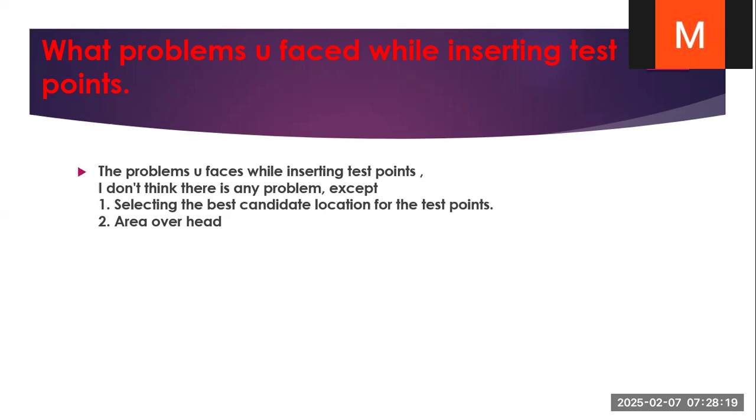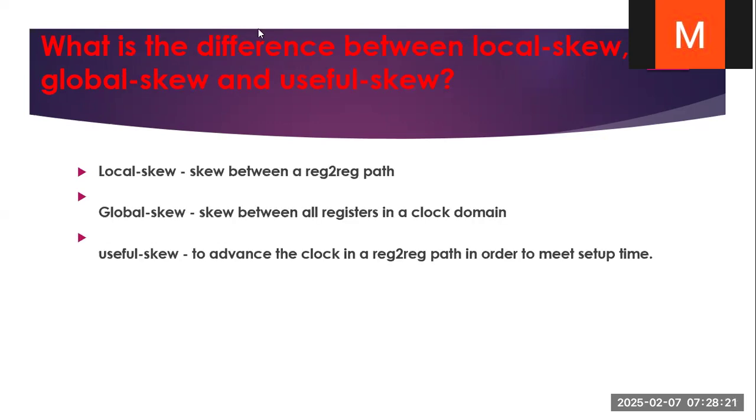Next question is, what is the difference between clock skew, local skew, global skew, and useful skew? Local skew is the skew between register to register paths, one register to another register. And global skew is the skew between all the registers in the clock domain. Suppose we have a clock domain, then the skew among all the registers in that clock domain is the global skew.